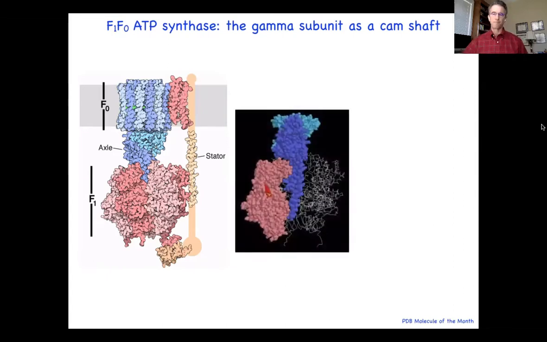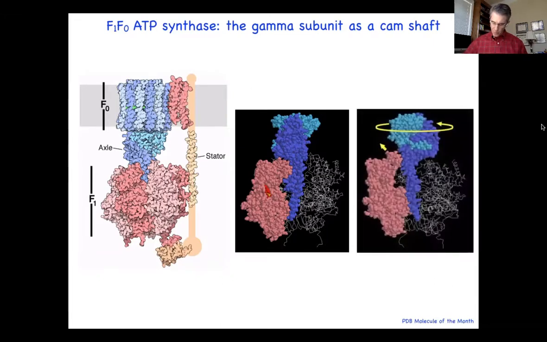Now, there's a key thing here. It's going to become really important. For this synthetic machinery to work, this mechanical movement has to establish asymmetries within what is otherwise this symmetric ball of alpha beta heterodimers in the F1 part of the machine. That asymmetry comes about as a result of an asymmetric shape of that gamma epsilon stalk, that axle, right? And so as it moves, that asymmetry is going to sweep around within that ball, and that's key to how this machinery is going to work.